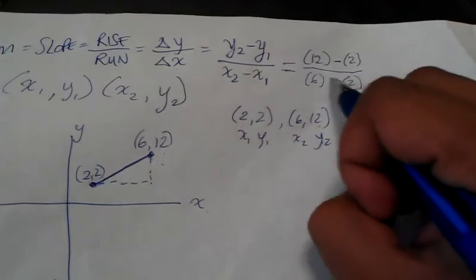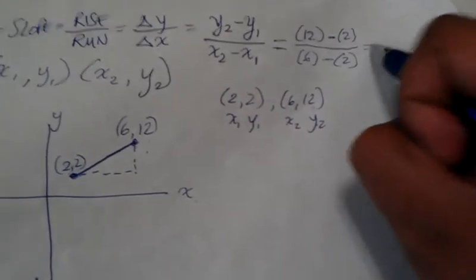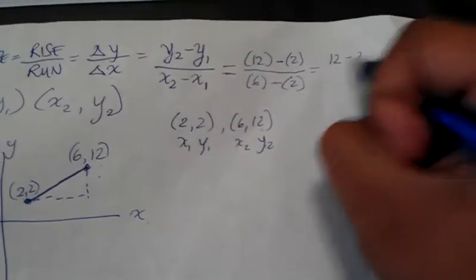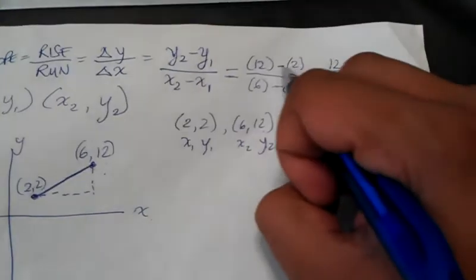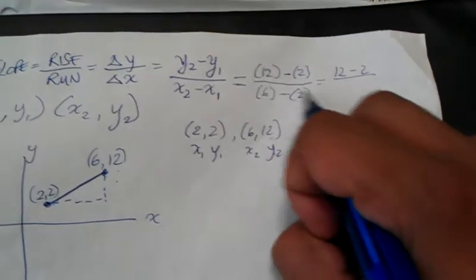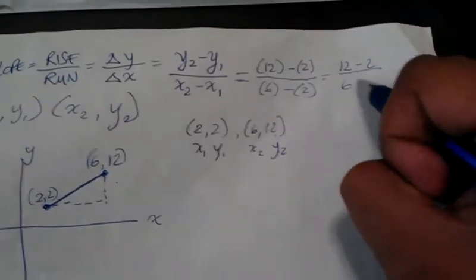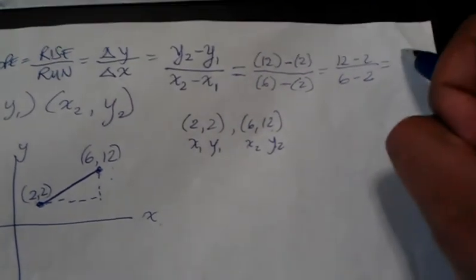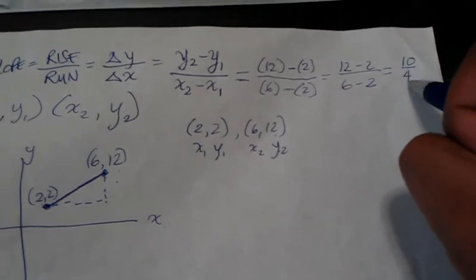Now what we're going to do here is take the difference of each set. First let's simplify that. Here we have 12 minus 2. The 2 becomes negative because it's positive. And on the bottom we have 6 minus 2, and this 2 becomes negative because it's positive as well. Finally our result is 10 over 4. And our last step is to just simplify this fraction right here.